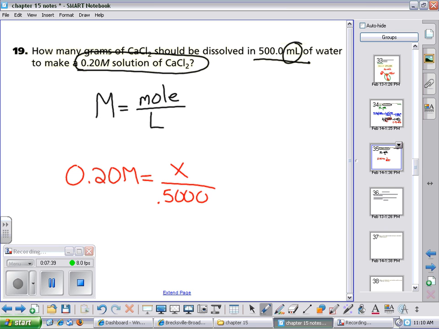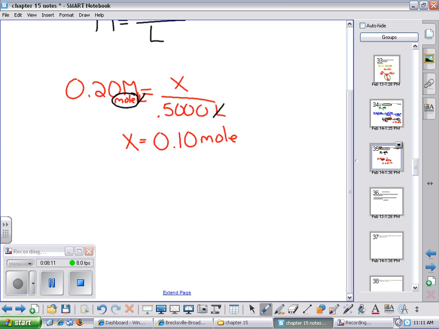So 0.2 times 0.5, we determine that X is 0.10 moles. Okay, remember this is how many moles you have per liter. Your volume over here is in liters, so the liters will cancel out, and the only unit you have left is your moles, which is what we're solving for. But that's not the question that they're asking. They're asking how many grams do I have? So we have to convert.